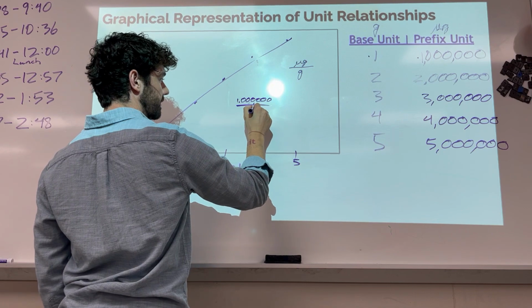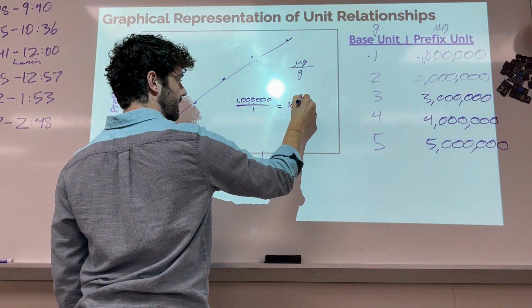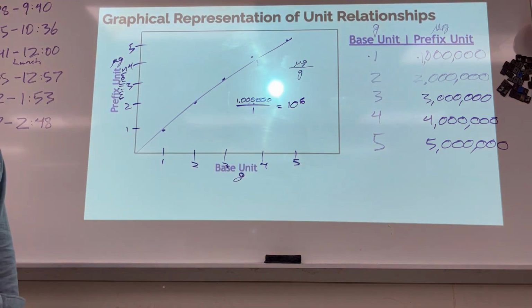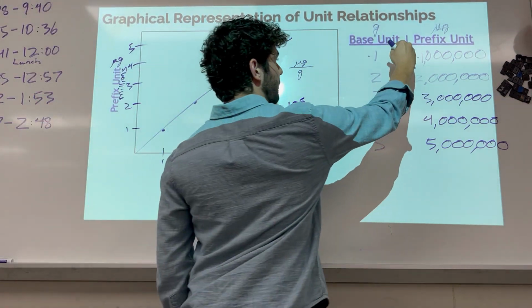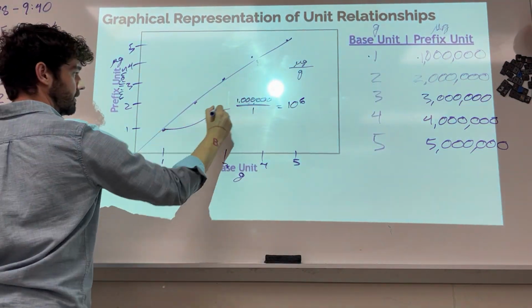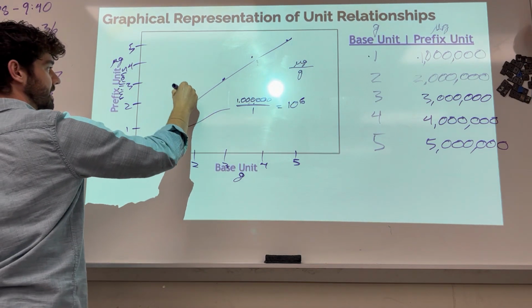I get 1 million, right? Equals 1 million. I'll just put 10 to the 6, okay? Now, is that only true for this point? For this point right here? No. What if I did that same thing with that point?